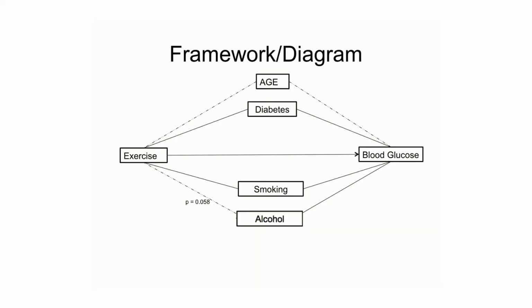Based on our bivariable analyses, we have a good idea about the relationship between our variables. Diabetes and smoking are both significantly associated with both exercise and blood glucose. And alcohol is marginally associated with exercise and significantly associated with blood glucose. So this suggests that these three variables could be confounding the association between exercise and blood glucose, as long as this makes sense conceptually.